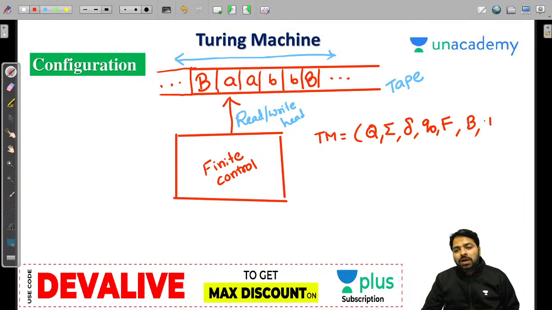And another one is tau. Tau represents your tape alphabet. This is a special symbol called a blank.